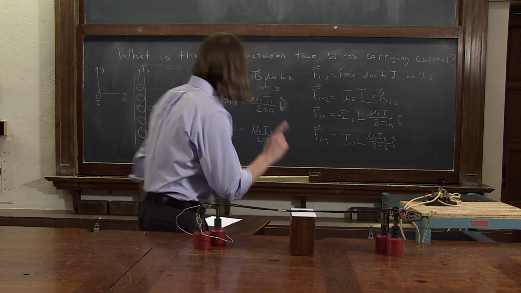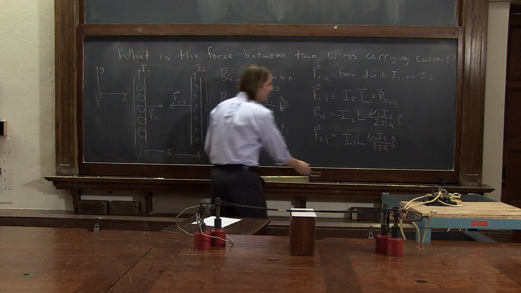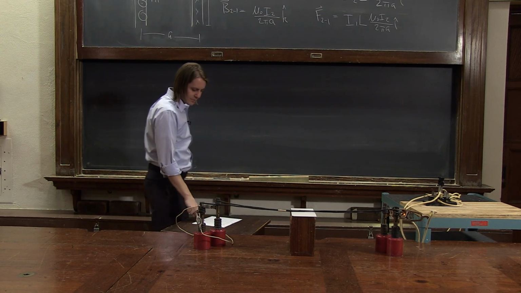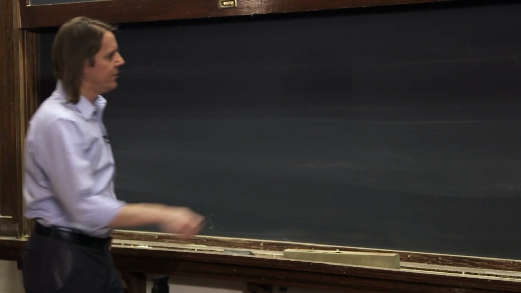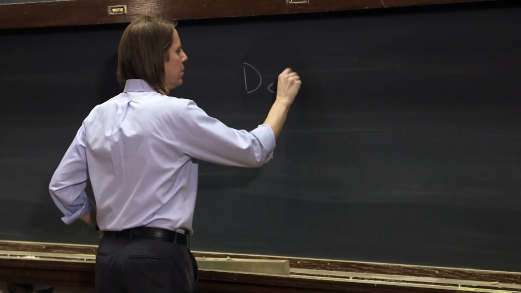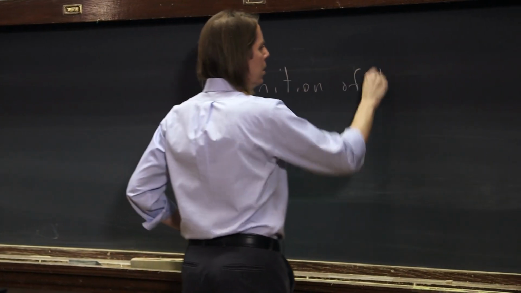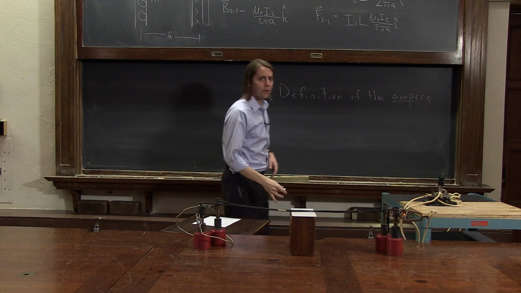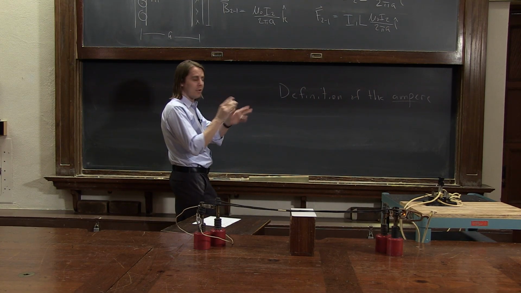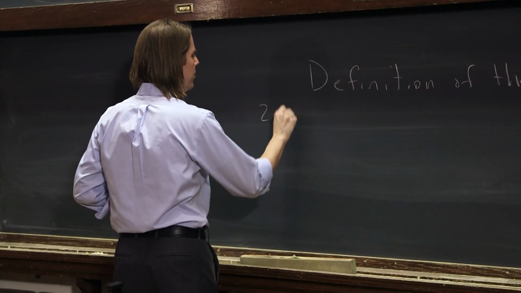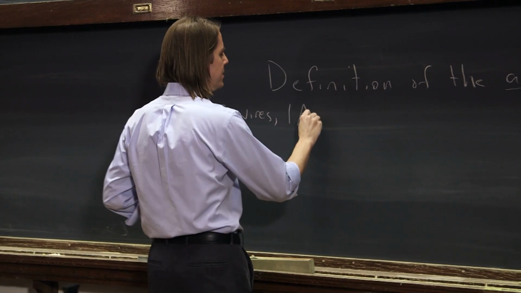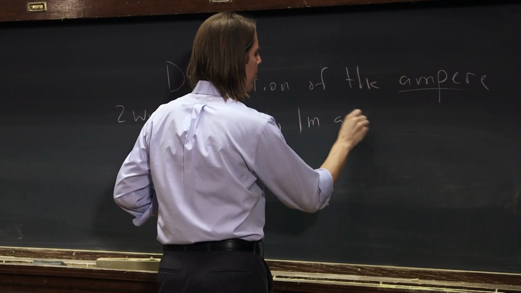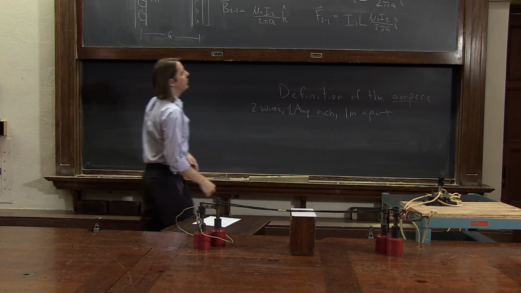Now, there is actually a real reason that this is important. In addition to people wondering for millennia about this, there is an additional reason, and that is this equation gives you the definition of the ampere. The unit for current is defined in terms of the force of two wires. So if we imagine two wires, 1 amp each, 1 meter apart, we can calculate the force per unit length.